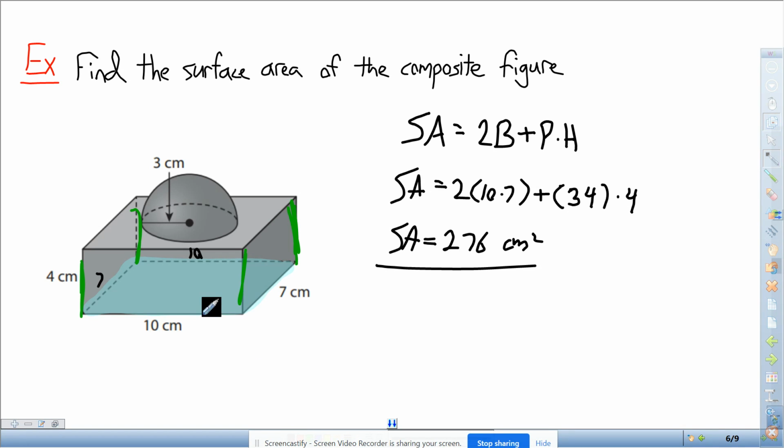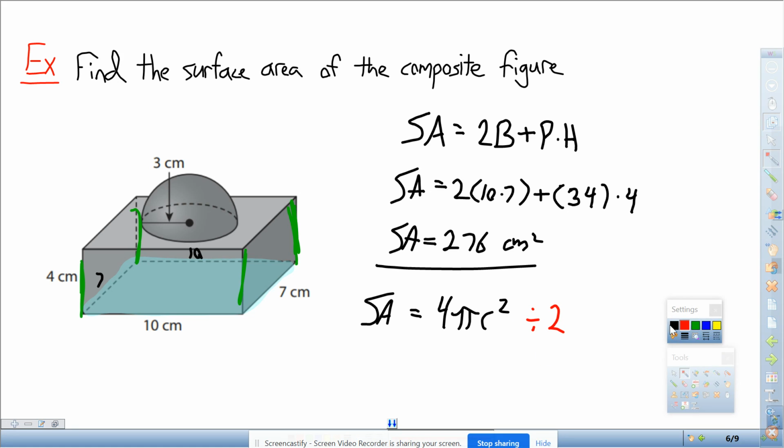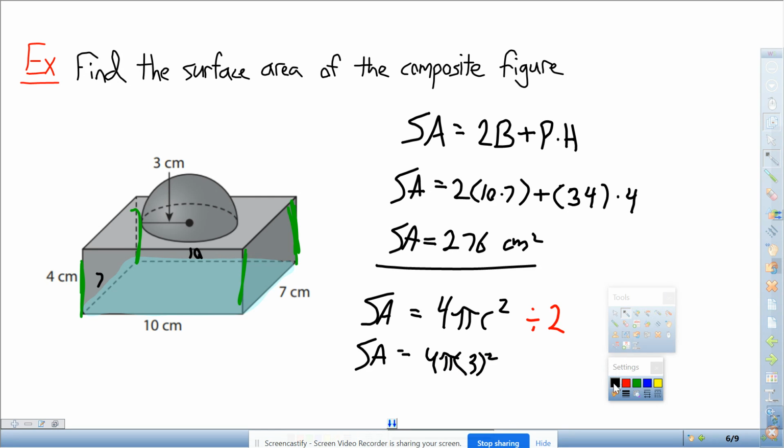Next thing we need to do is find the surface area of this hemisphere, this half sphere. So here's the idea. Surface area of a sphere is 4 pi r squared. But that would be the surface area of the entire sphere if it was here. We're just doing half. So once we get this answer, we'll take it and divide it by 2. They're giving us the radius. It's 3, right? So surface area equals 4 pi 3 squared. And then again, after I get that, I'll divide my answer by 2.